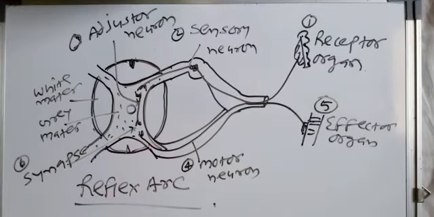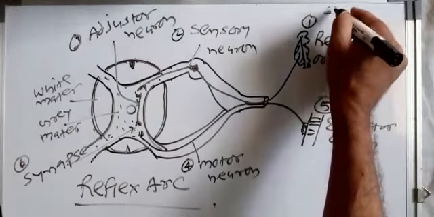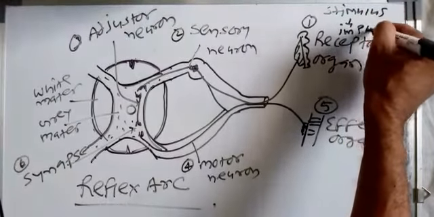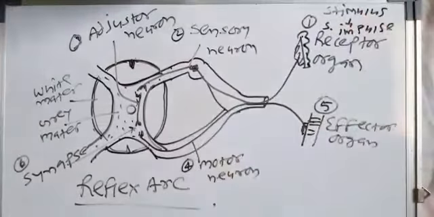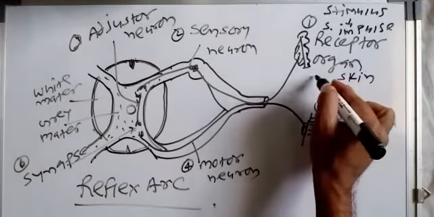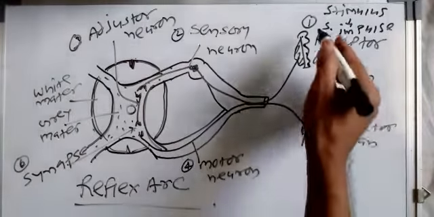Now one by one we can have points about that. Number one, receptor organ. Receptor organ is any organ that receives the stimulus and converts it into impulse. रिसेप्टर ऑर्गन क्या करता है? स्टिम्युलस को इम्पल्स में कन्वर्ट करता है, पर्टिकुलरली सेंसरी इम्पल्स में कन्वर्ट करता है. Stimulus into sensory impulse. What are the receptor organs? Receptor organs are like skin, eyes, ear, nose, etc. Here we have taken receptor organ, one example as skin. Now this is about the receptor organ.